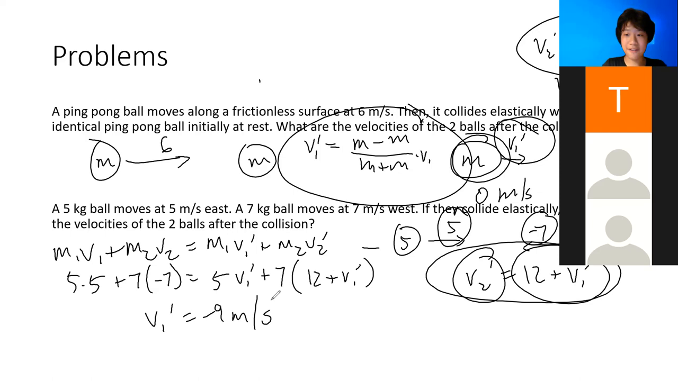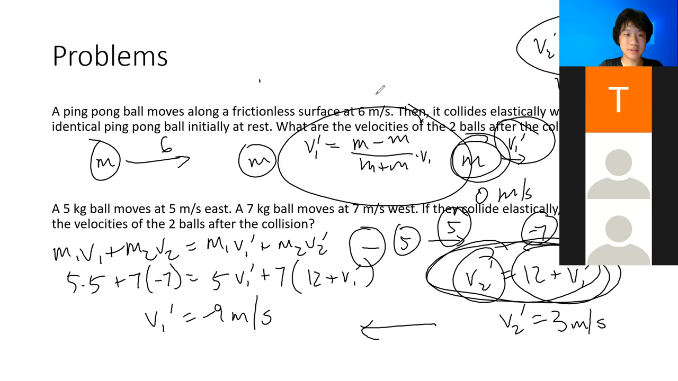So this means after the collision, V1 is going to the left now, since this is negative, okay? What does this mean for V2? Well, we can just plug V1 into this equation here. V2 prime equals 12 plus V1 prime. 12 plus negative 9, V2 prime equals 3 meters a second. Okay? So that's basically the approach for this type of problem. Are there any questions?